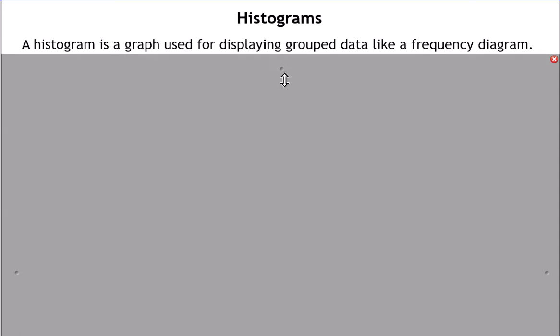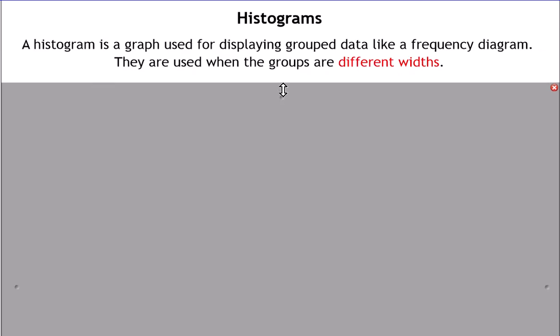So what is a histogram? It's a graph. It's used for displaying grouped data, like a frequency diagram. So if you think back to year 8, when you first did grouped data, you had frequency diagrams, which looked like a bar chart, but without the gaps. And you had a frequency polygon, which was sort of a dot-to-dot line graph. So those were the two graphs you were shown in year 8 for working with grouped data.